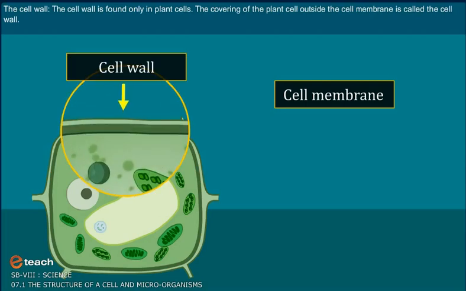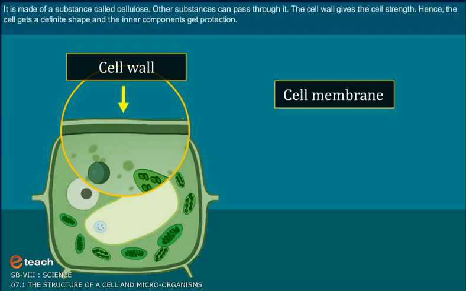The cell wall. The cell wall is found only in plant cells. The covering of the plant cell outside the cell membrane is called the cell wall. It is made up of a substance called cellulose. Other substances can pass through it. The cell wall gives the cell strength. Hence, the cell gets a definite shape and the inner components get protection.